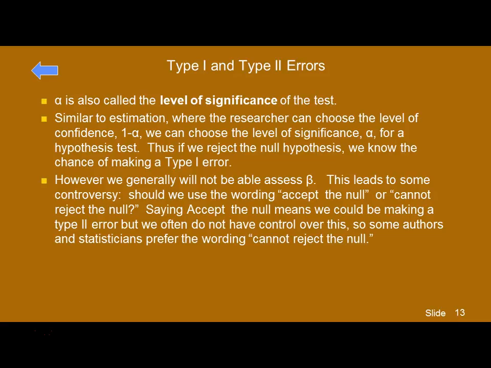For my purposes, it doesn't matter to me if students say you cannot reject the null or you accept the null. Just keep in mind this controversy. Even if you accept the null, that doesn't mean the null is actually true. It simply means that you didn't have enough evidence to reject it. Just like in a court of law, if you find somebody not guilty, that doesn't necessarily mean that they're actually not guilty. It might just mean that the prosecution was unable to convince you of the alternative to find them guilty.